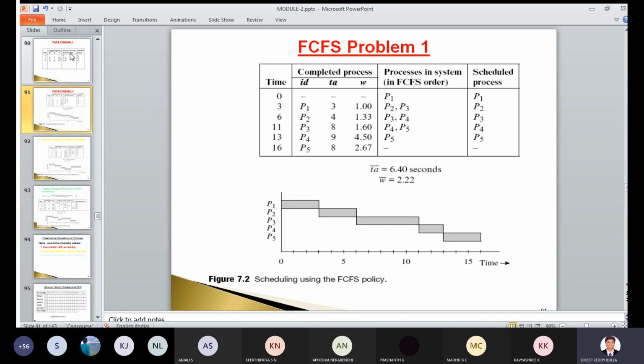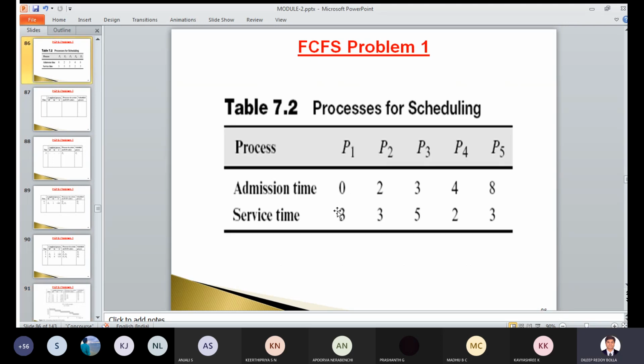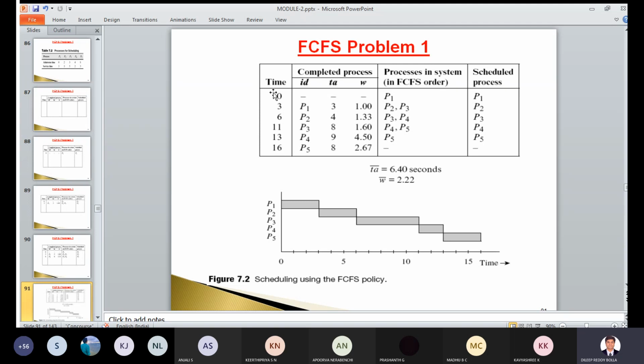How did they get it like this? 0 to 16. If you look at this, it is 0, 3, 6, 6 plus 5, 11, 11 plus 2, 13, 13 plus 3, 16. So like that we got it. 0 plus 3, 3. So 3 plus 3, 6. Correct? So based on that, we're going to get the time.